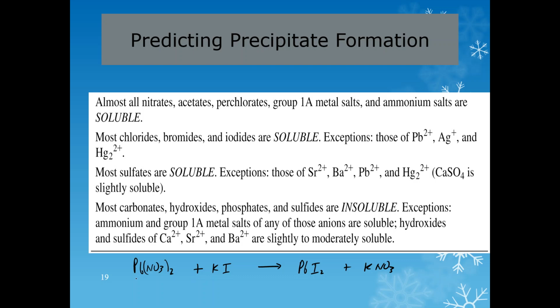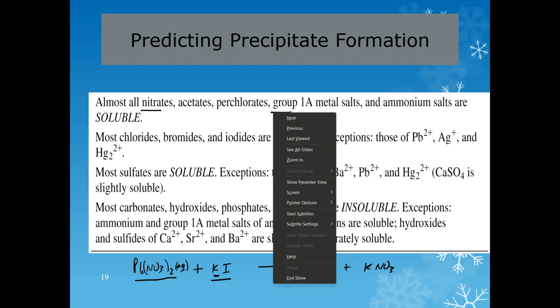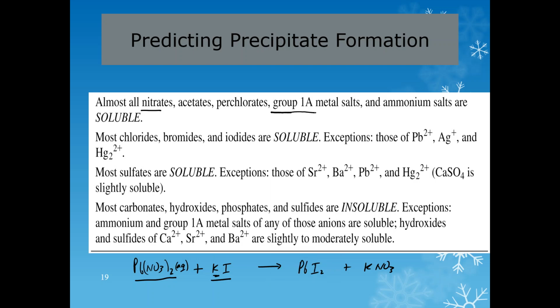Well, firstly, the lead nitrate here has a nitrate ion, and based on the first line here, all nitrates are soluble. So therefore, we can put aq here to indicate that this would be in an aqueous solution. Potassium iodide. Potassium belongs to group 1A. So therefore, any compound which contains potassium will be soluble. So therefore, we can put aq here as well. All right? Then we get to lead 2 iodide, right? And it says most chlorides, bromides, and iodides are soluble.